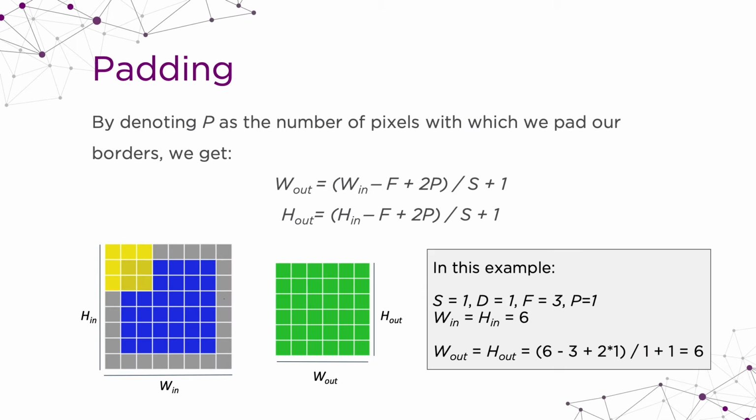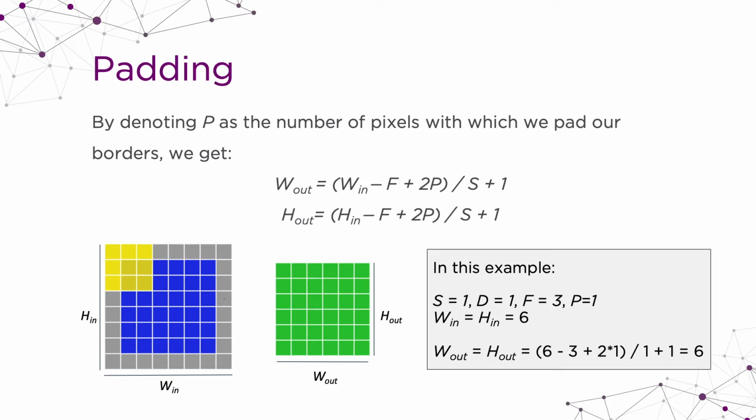So if we denote p as the number of pixels with which we pad our borders, again, we can do the same kind of arithmetic. So we just add a term here that represents the padding. And again, plugging in the numbers for our same example, Wn, Hn is equal to 6. We still have our stride of 1, our padding of 1, our kernel size of 3, and we get that our W out is equal to H out, which is equal to 6.